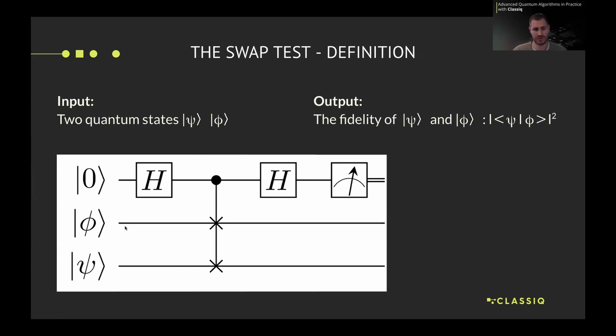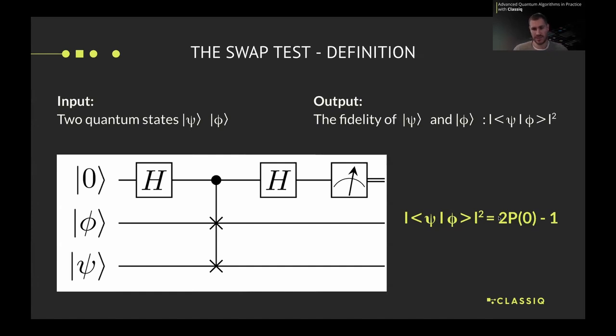So the first qubit of phi is swapped with the first qubit of psi, and so on and so forth. And lastly, we apply another Hadamard and we measure. What we receive is that from the probability of measuring the zero value of the test qubit, we can extract with this simple formula the fidelity or the overlap between these two states.